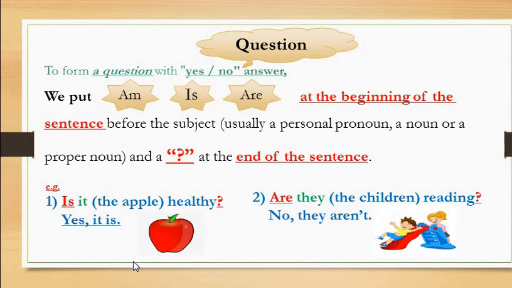No, they aren't. To form a question, what do you add at the beginning? Are. Super. What's after are? They. They is a personal pronoun. Or, are the children reading? What's after are? The children. The children is a noun. What do you put at the end? Question mark. Why? Because it's a question.